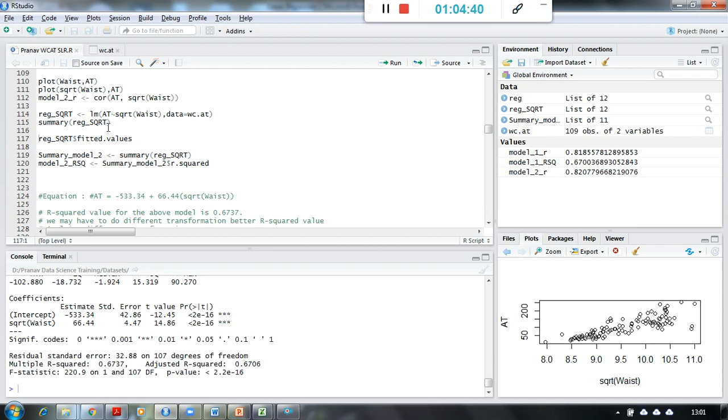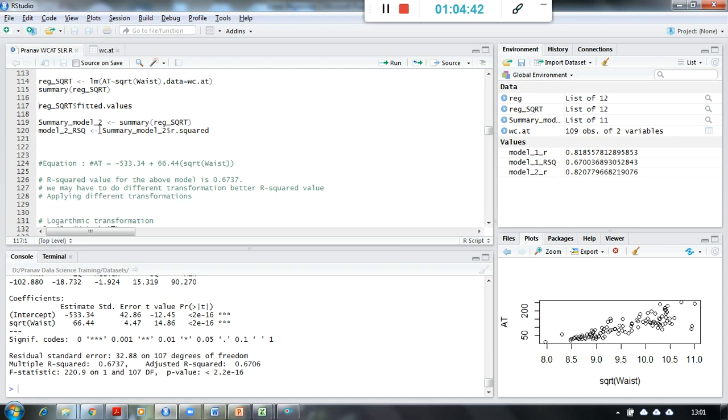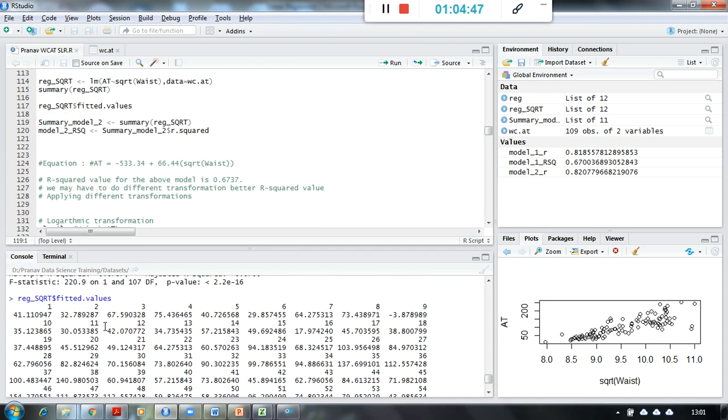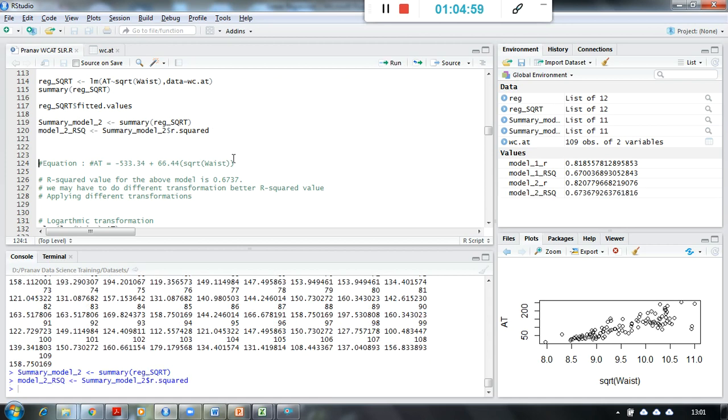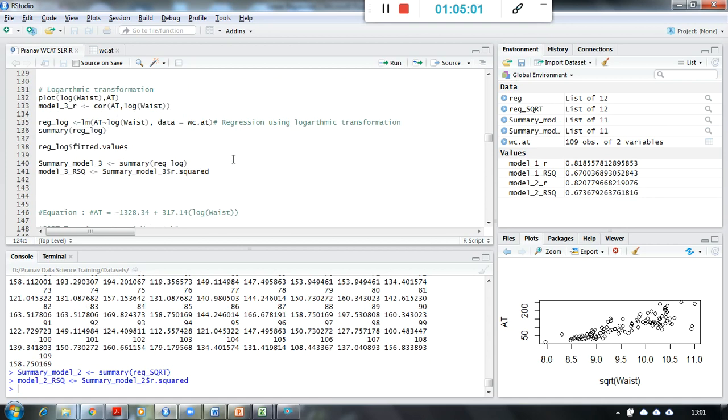What I am going to do over here is, you can see the fitted values if you wish. Earlier it was 42 point something, now it is 41, so it has improved further. I'm going to store this r square as well, because at the end of the model building, I'm going to create a table, and from that table we are going to evaluate which model was the better one.